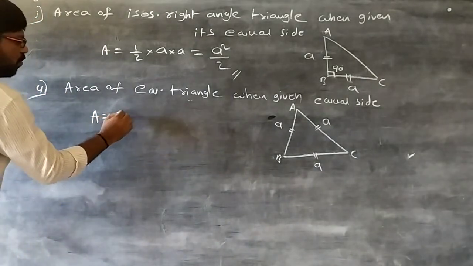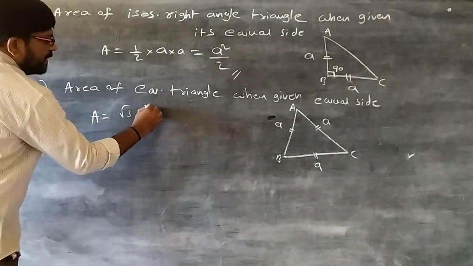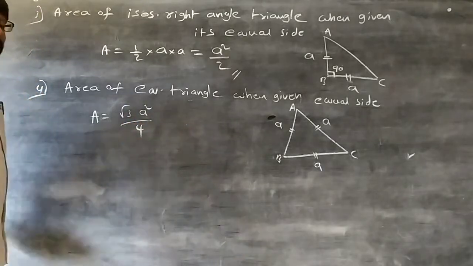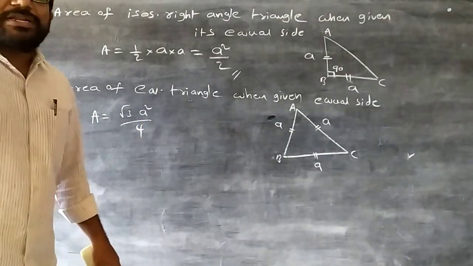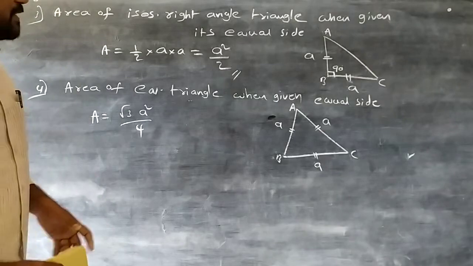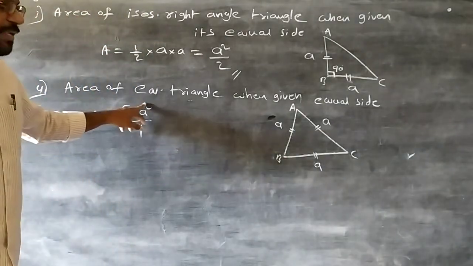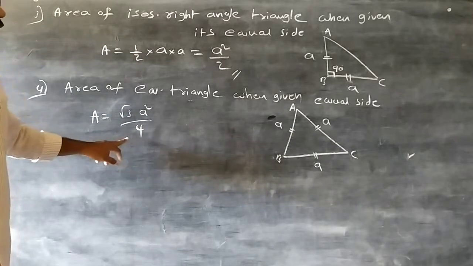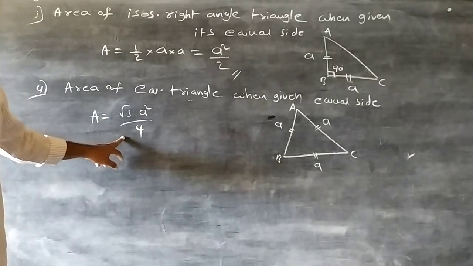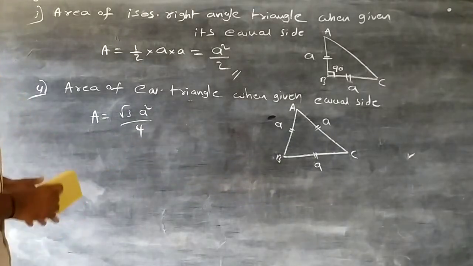Area A is equal to root 3 A square by 4. That is the area of an equilateral triangle. When given its equal side, the area formula is root 3 A square by 4. So keep in your mind, it is a very important formula, right?